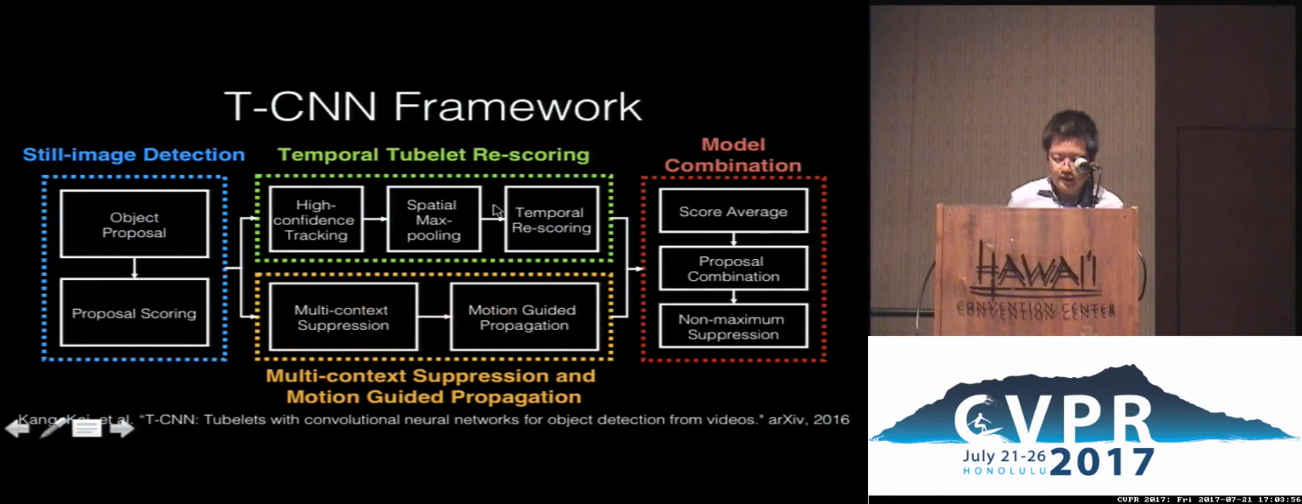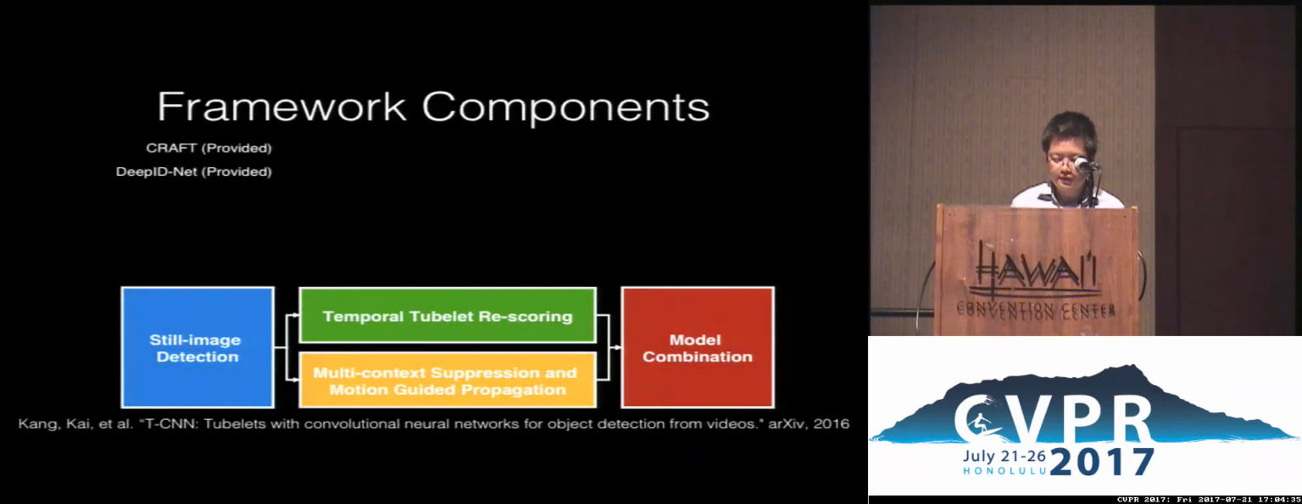Now you can see that in this framework we generate two types of tubelets, and each tubelet can have different scores. So finally, we have the model combination stage. We need to combine the different types of tubelets together, and each tubelet has multiple classification scores. We do the averaging and finally do the NMS. This is the component analysis, to show the effectiveness.